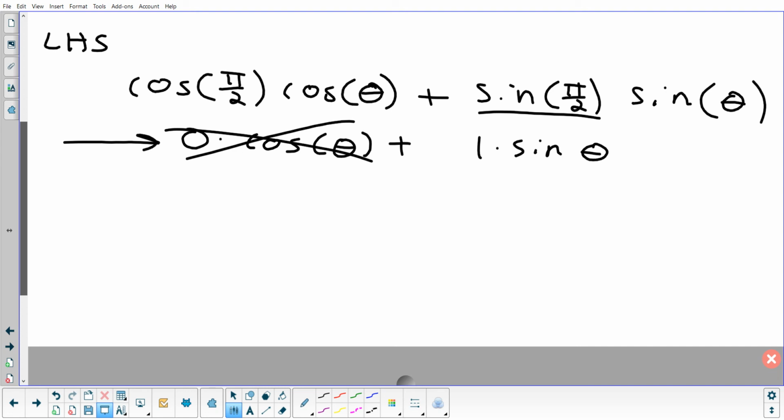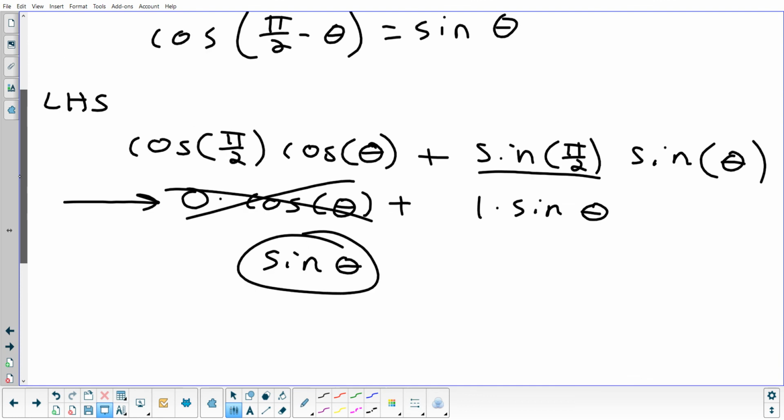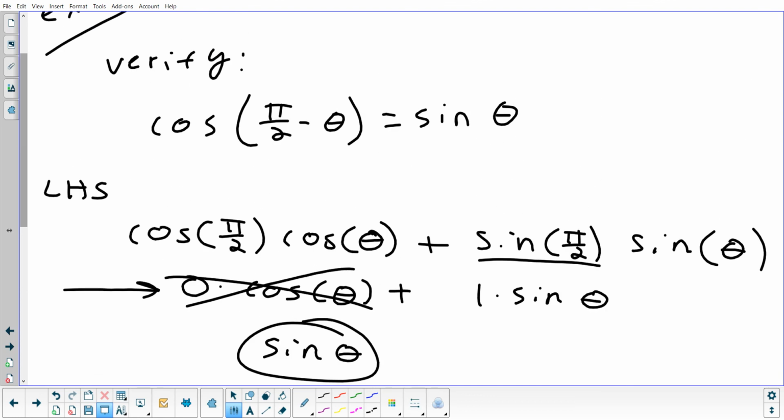Let's see what I'm going to get there. You're just going to get the sine of theta, because it's just sine of theta times 1. So that doesn't do anything. So it's just sine theta. So we're done. And now we just scroll back up and see, is that what they wanted us to get on the right-hand side? Yes, it is. So we turned the left-hand side into the right-hand side using the Sine Difference Identity.